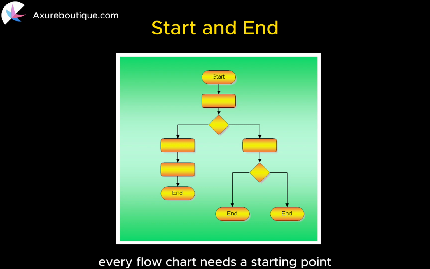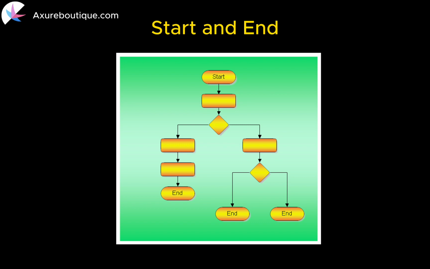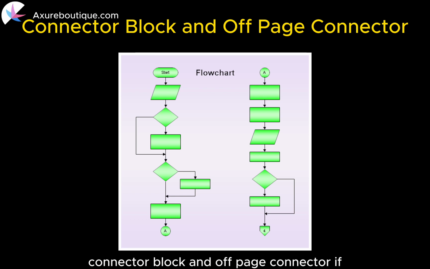Every flowchart needs a starting point, but it can have multiple ending points. The starting and ending points are represented by the same shape, called a terminal shape. It looks like a rectangle with semicircles on the left and right sides. Connector block and off-page connector.